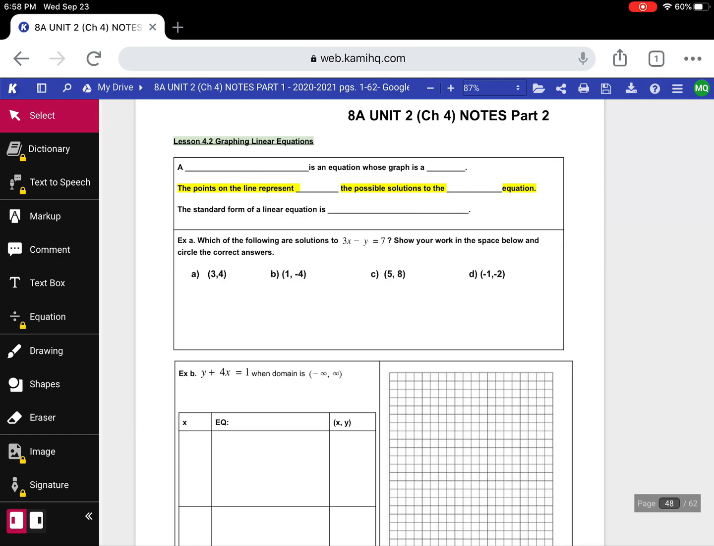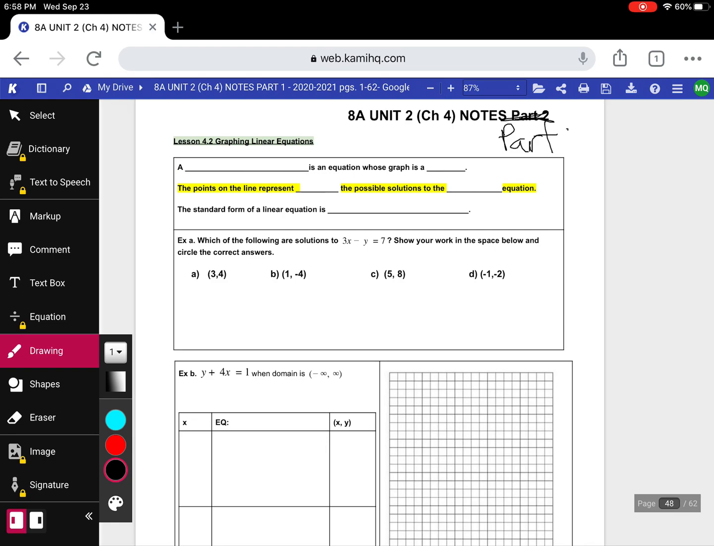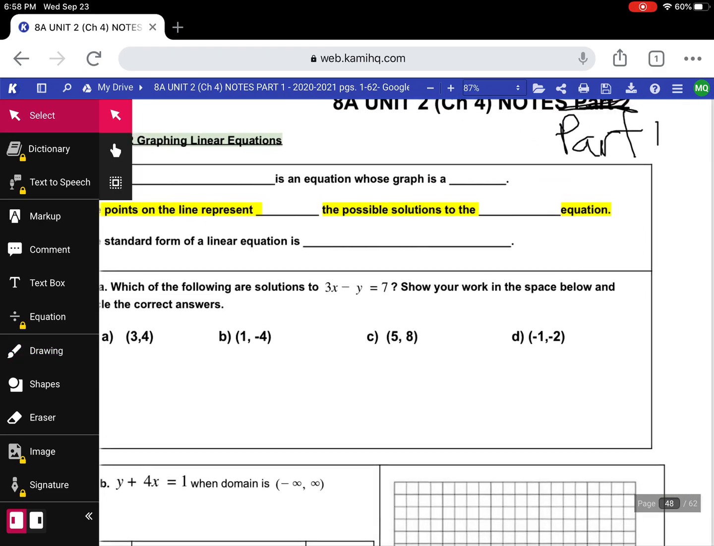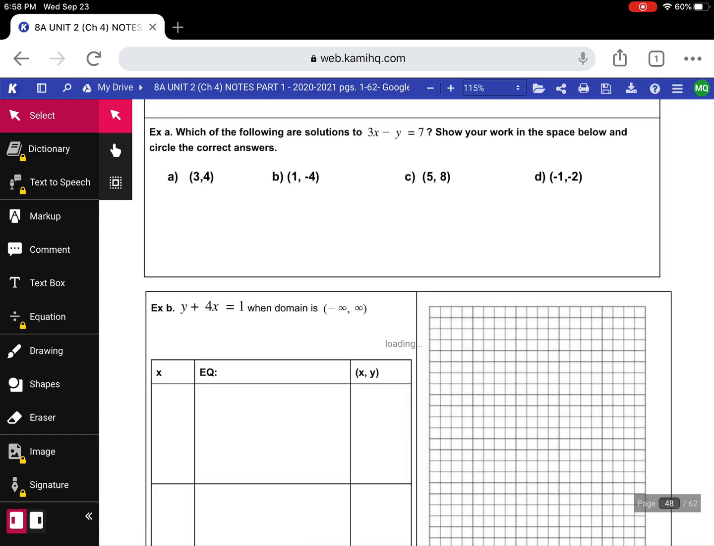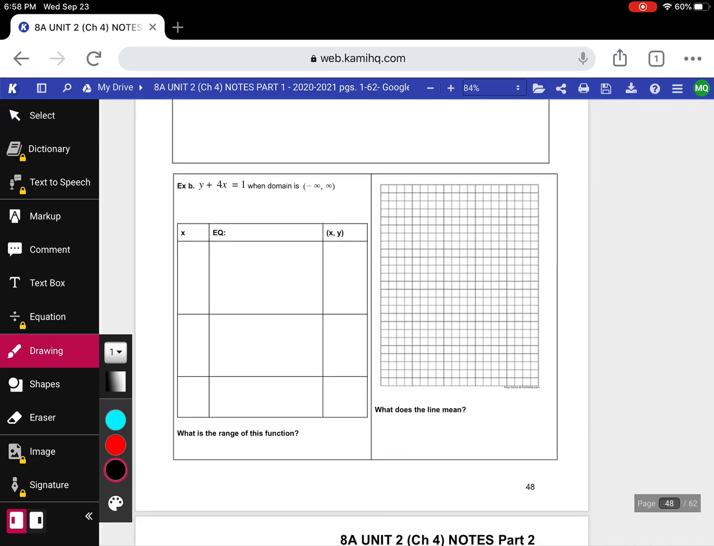This should say, because this is a mistake, let's see if I can get this to work right. This should say Part 1. Okay, sorry about that. So we are in Lesson 4.2 from your textbook, which is graphing linear equations. We are going to get started. You'd like to have a page number, I'm sure. We are on page number 48. Circle that here, page 48.